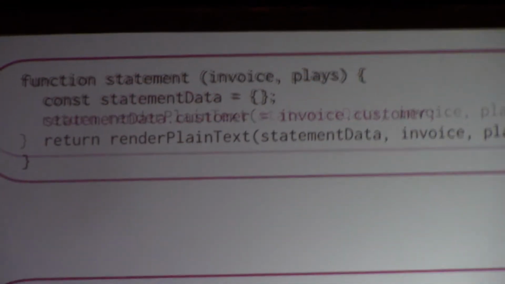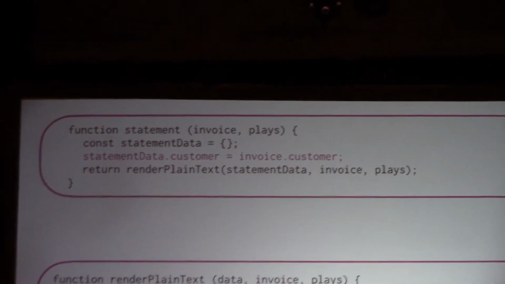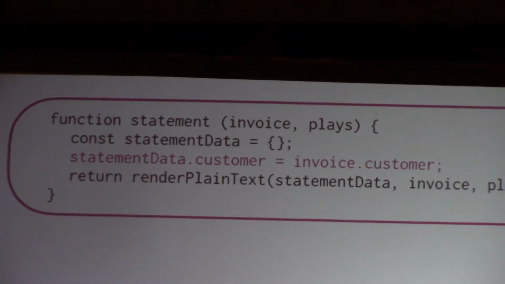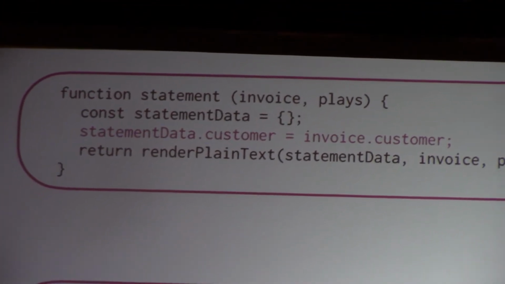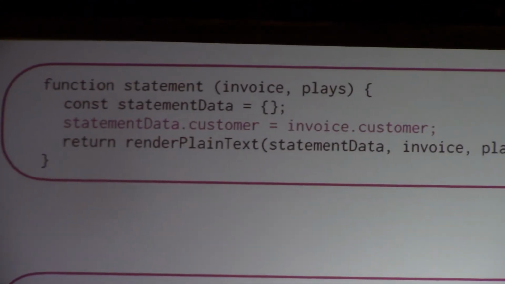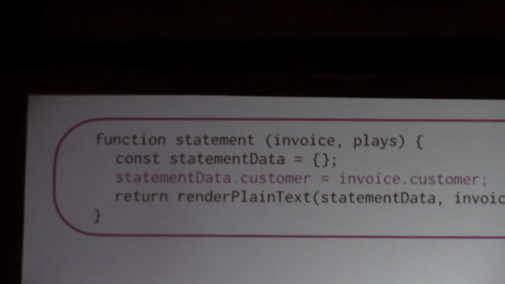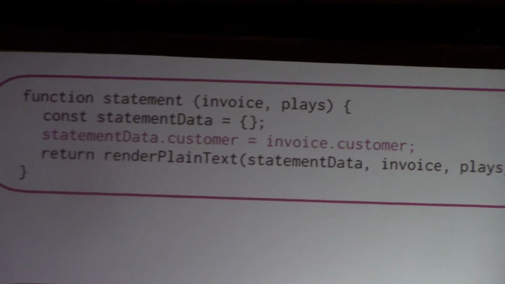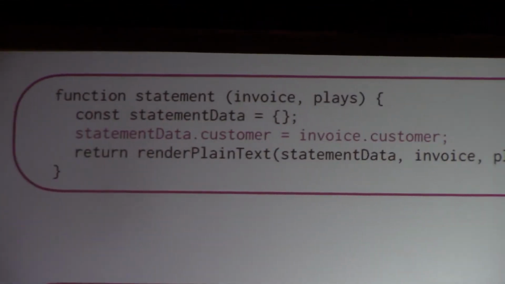Then, what do we do? We start populating the intermediate data structure. So here, we're just saying the statement data's customer is the invoice's customer. Very simple, straightforward thing. And we replace all the references to invoice customer in the render plain text with data.customer. This is a very, very simple refactoring, but it's the essence of what we're trying to do. Move all the data from the original arguments into this intermediate data structure.